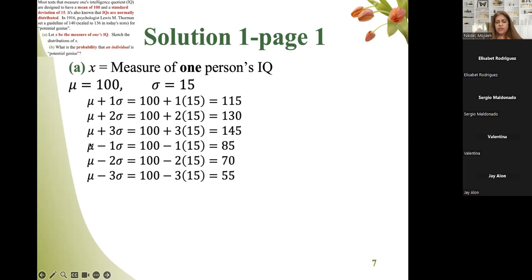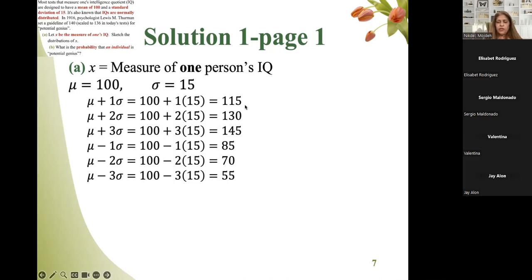So from the center mu, which is 100, I go 1 standard deviation to the left, 100 minus 1 sigma, 85. Then I take away 15. From 85, I get 70. Take away 15, I get 55. So basically, from the mean center, I went 1 standard deviation to the right, 2 to the right, 3 to the right. Then from the center, I went 1 standard deviation to the left, 2 to the left, 3 to the left.